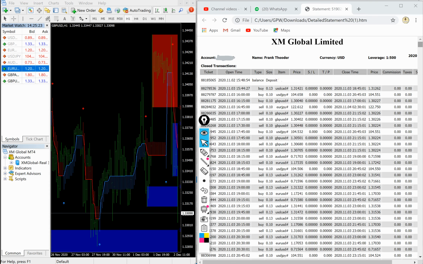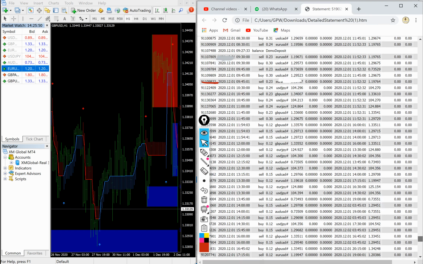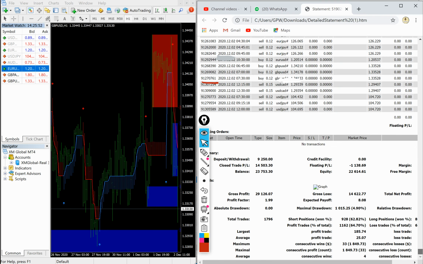where you can see that this is the statement, and here you can see that the order ID is the same, 88185065. So this is the same account as we have seen before. And I will move directly down and we'll check each and every point of this account.